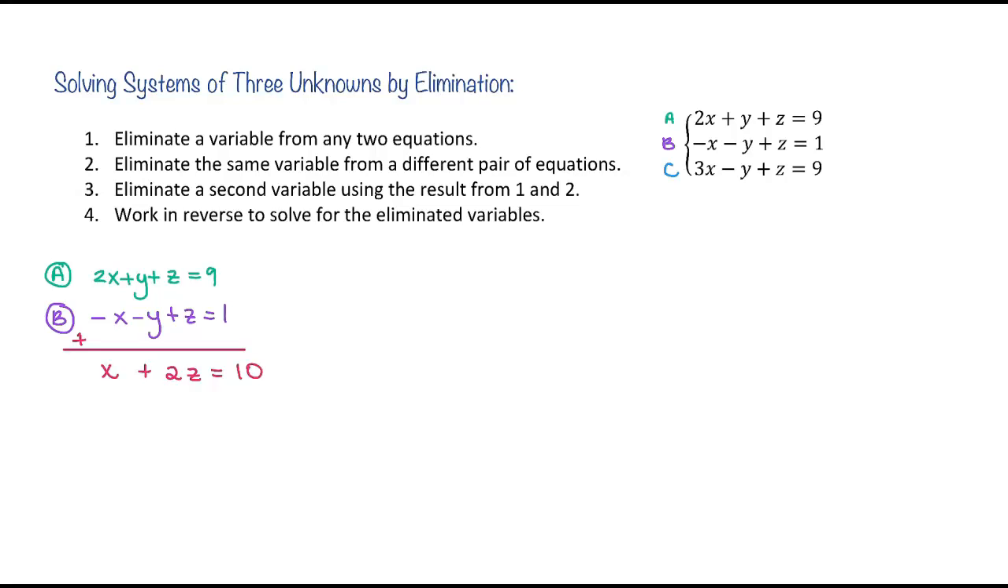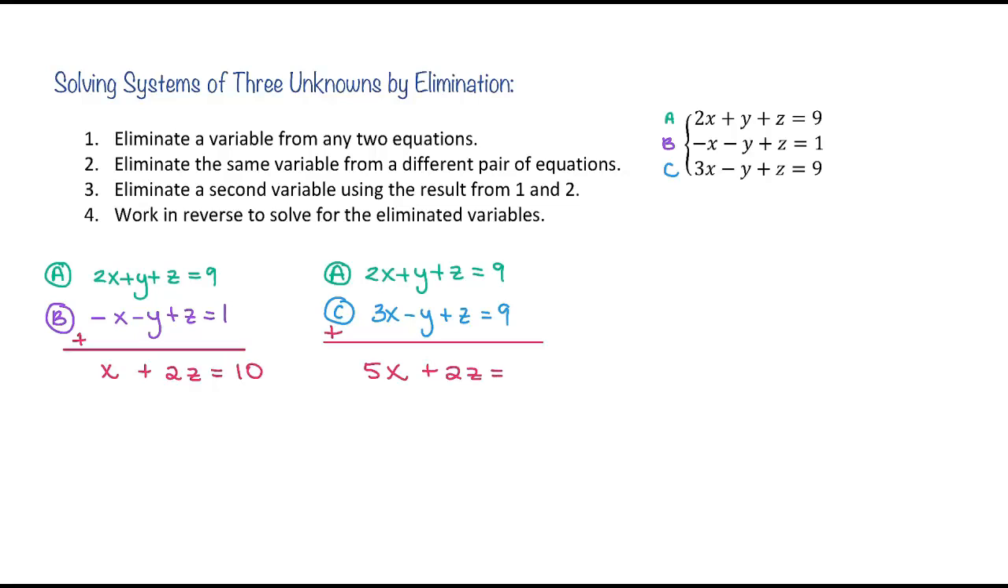Now we need to repeat this process and eliminate the same variable, the y, using a different pair of equations. We can use equations A and C or B and C. Let's use A and C since they already have opposite signs, a positive y and a negative y. Adding these two equations together, we have 2x plus 3x, or 5x, y minus y, or 0, and z plus z, or 2z, equals 9 plus 9, or 18.